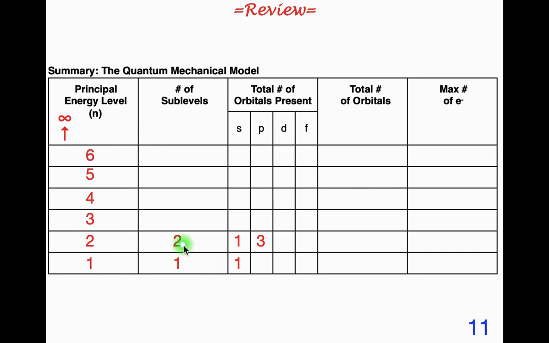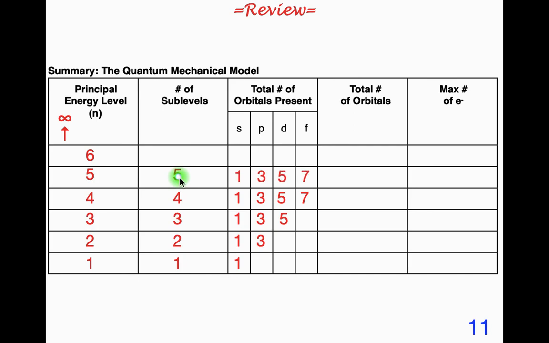The second energy level has an S and a P, 1 S and 3 P orbitals. The third energy level has an S, a P, and a D, 1, 3, 5 orbitals. The fourth energy level has 1 S, 3 Ps, 5 Ds, and 7 Fs. Now, remember that the sublevel is the S, P, D, and F. What we're counting here are the number of orbitals, like rooms, in those sublevels.